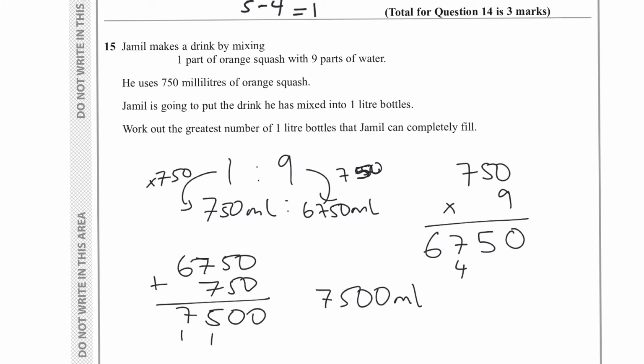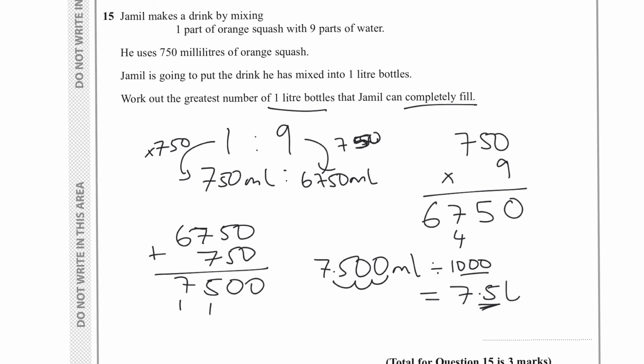So we're going to convert this mils into liters. So dividing 7,500 by 1,000, because that's what you do to convert milliliters to liters, move back 3 spaces, 1, 2, 3, you end up with 7.5 liters of this mixture. But we need to work out the greatest number of 1 liter bottles that he completely fills. This 0.5 is not going to completely fill the bottle. So realistically, he can only fill seven 1 liter bottles of this drink that he makes.